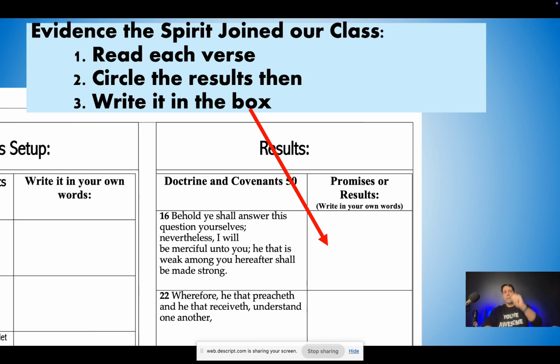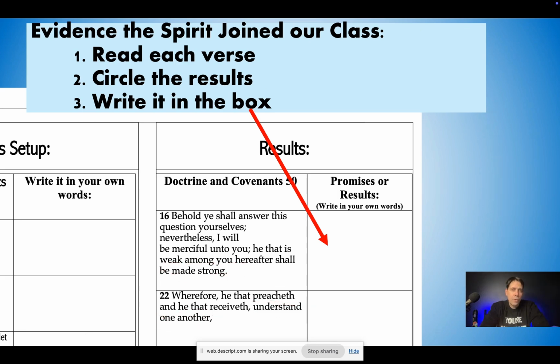The next box is evidence the Spirit joined our class. What we're going to look for in D&C 50 is the evidences that the Lord says we'll have when we invite the Spirit into our classes. I will model this by saying, you're going to read this, and I'll read the first one, then I'll circle the results and write in the box. So, be made strong, so we'll get made stronger. We'll understand one another, understand each other. Write that down.